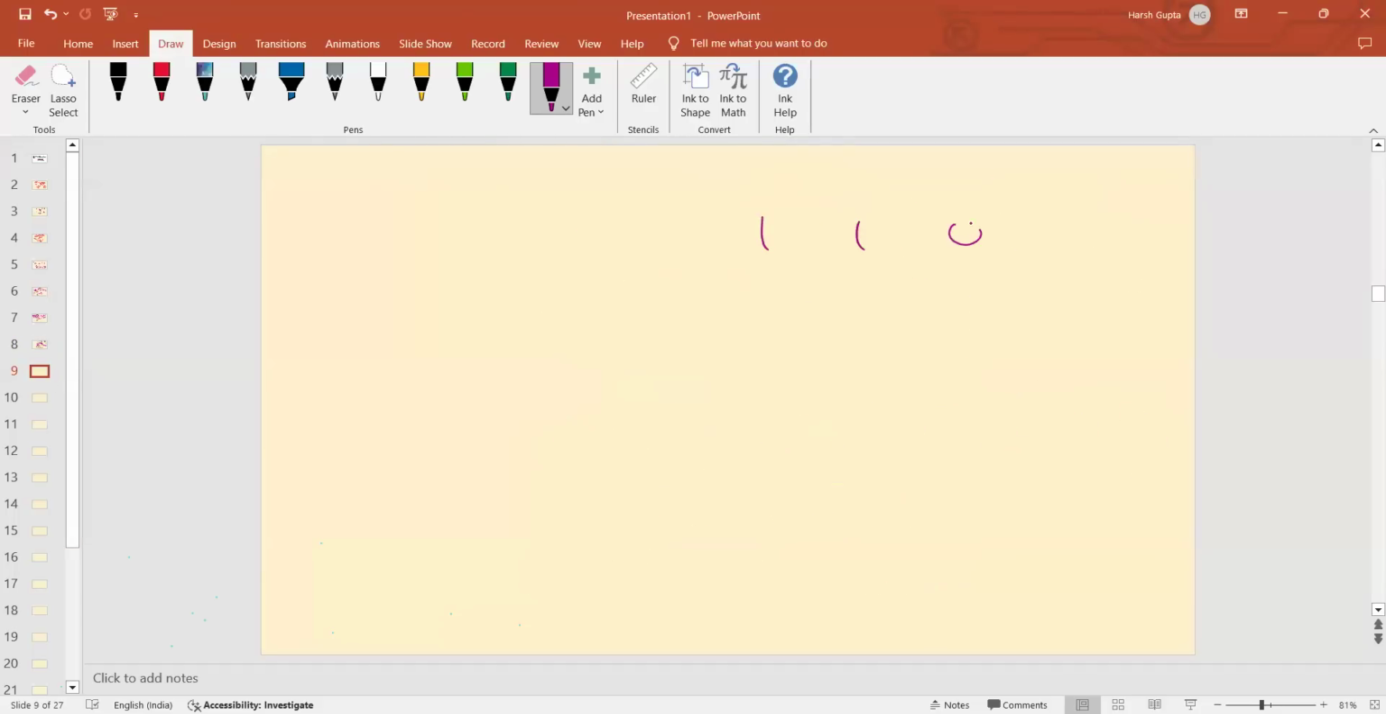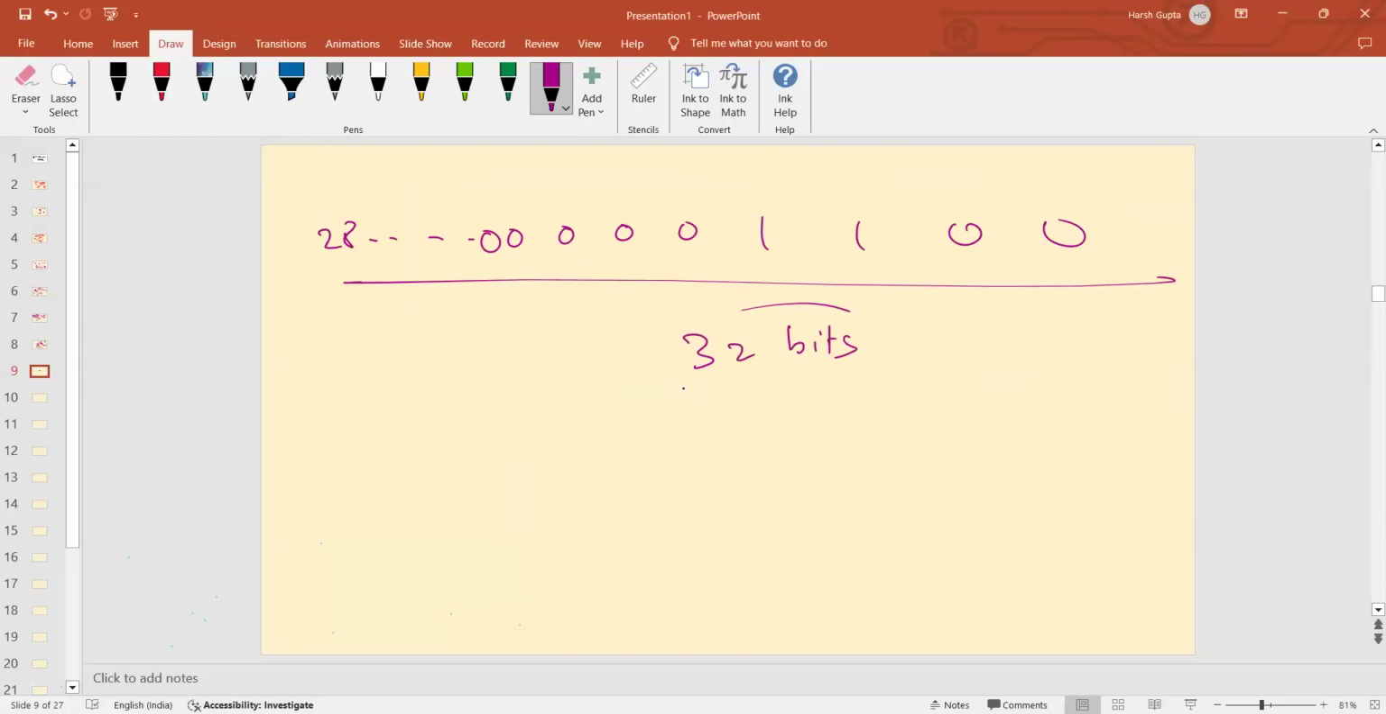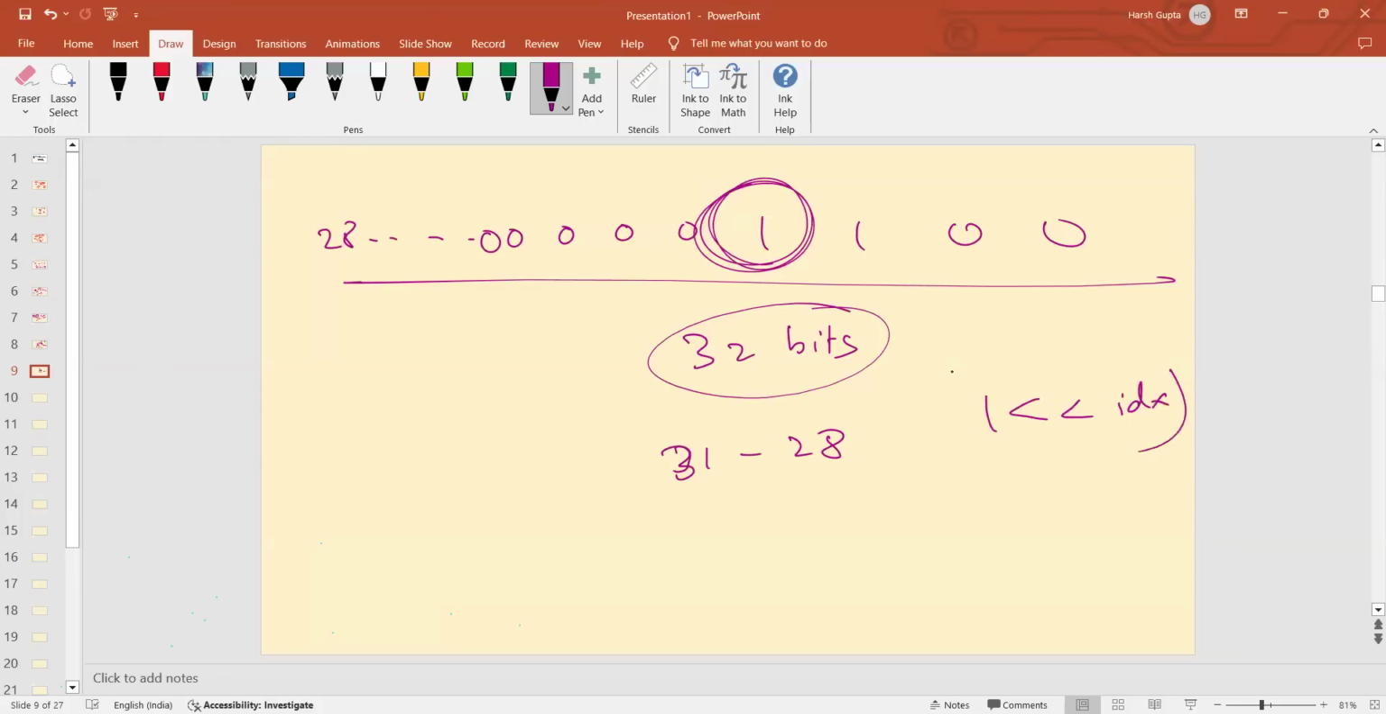I know that, okay, 1100 is there. There will be 28 leading zeros, because we know that every number has 32 bits, right? So we simply did 31 minus 28 and got the index of this particular bit. Once we have that, we can get that number by doing 1 left shift IDX.